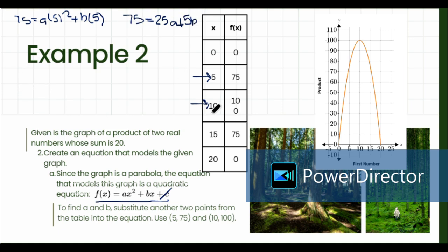All right, so there's our first one. Let's do our next one with these coordinate points. So f of x is 100, is equal to a times 10 squared plus b times 10, and that's going to simplify down to 100 equals 100a plus 10b. This is as far as you have to go in the quick check. You just have to be able to find these two formulas.